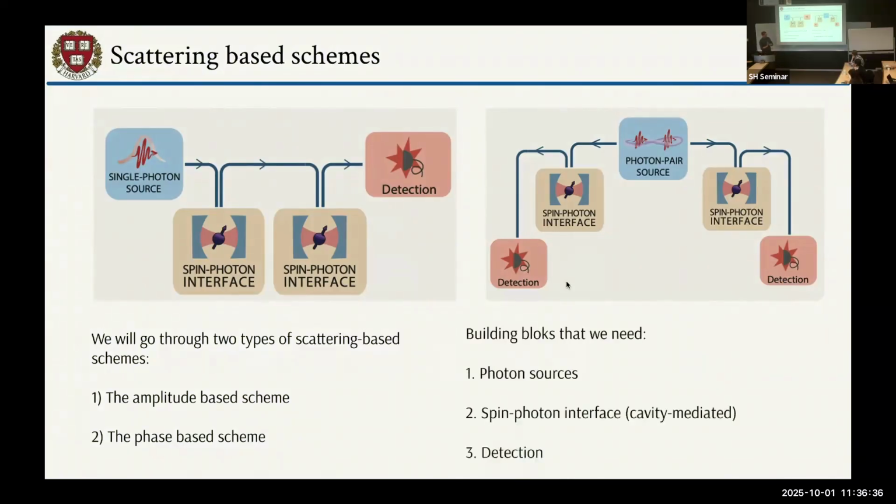The building blocks that we need: 1, we need a photon source. We're actually not going to dive into the details of that. We're going to talk at a high level about what kind of photon source you have and what the trade-offs are. But we're not going to focus on how to model the photon source itself, because in some sense, for some of these cases, that goes into emission-based schemes.